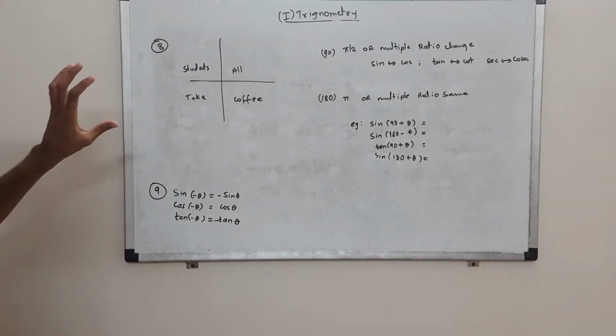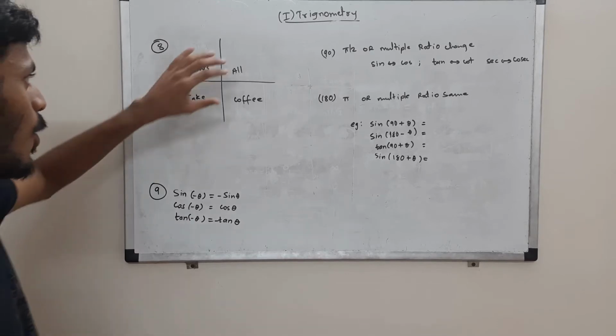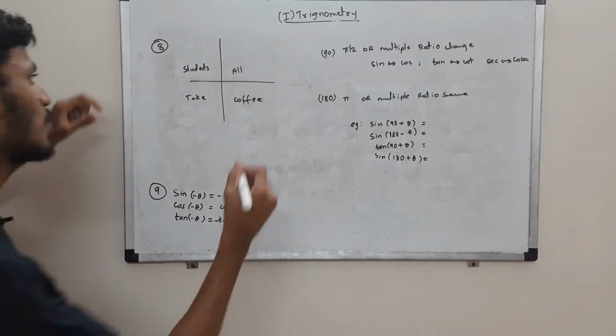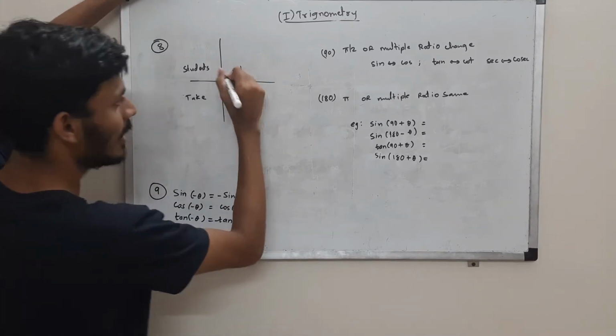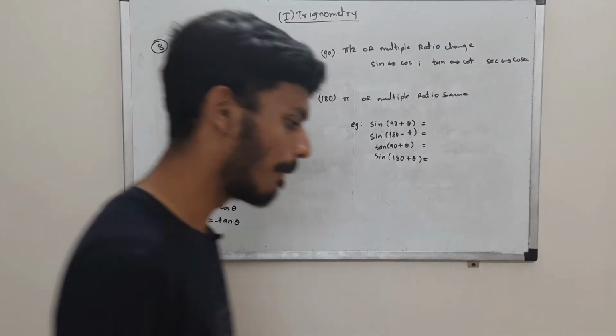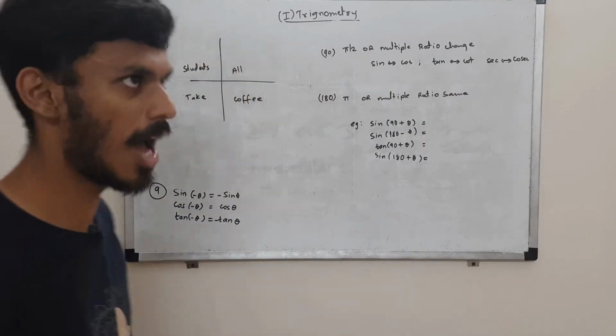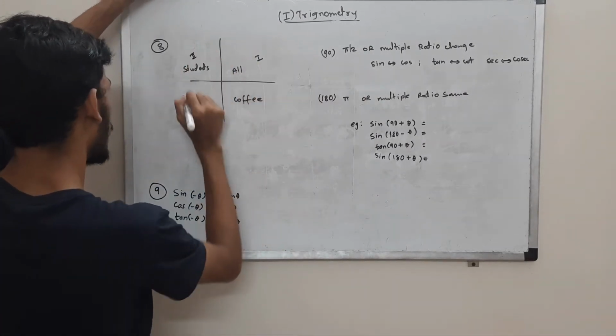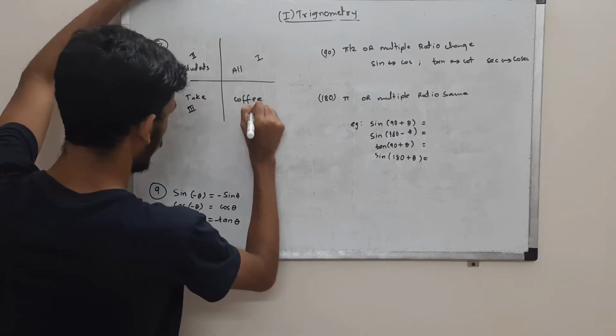Here in the 8th result we have "all students take coffee." You might have heard of this phrase. Why are the students taking coffee? Basically this is a phrase to remember which ratios are positive in which quadrant. So this is the first quadrant, this is the second quadrant, third quadrant, fourth quadrant, right?